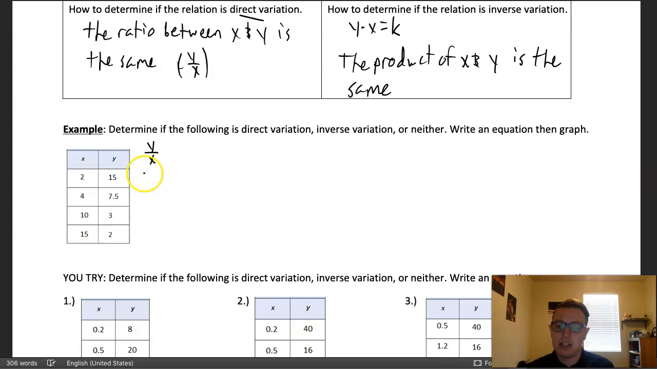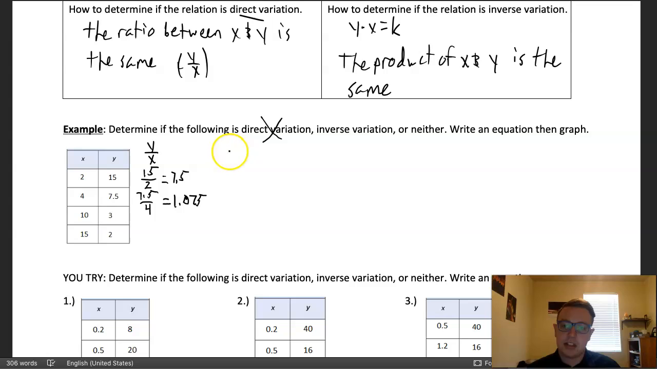15 divided by 2, it's going to give us 15 over 2, which, put that into your calculator, that should be 7.5. Okay, then the next one is going to be 7.5 divided by 4. Let's throw that into our calculators. 7.5 divided by 4 is not going to be the same. It's going to be 1.875. So we know this isn't direct variation. Right? We're not keeping the same value when we divide y by x.